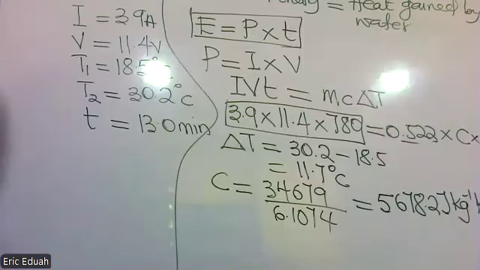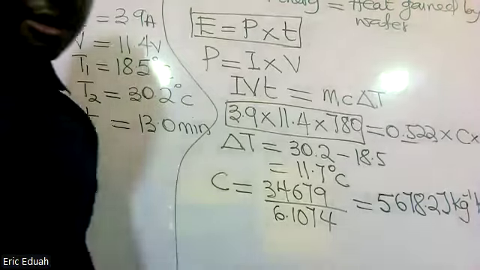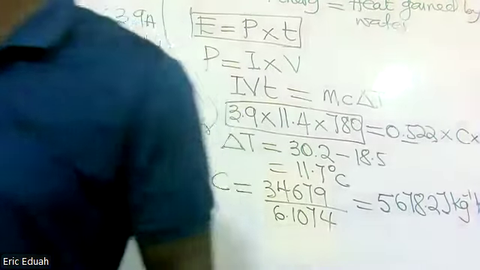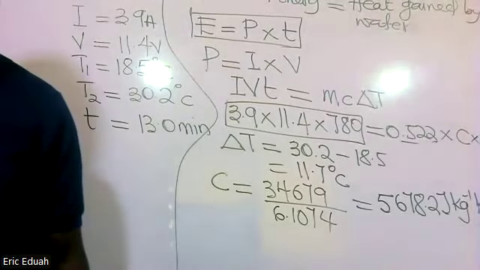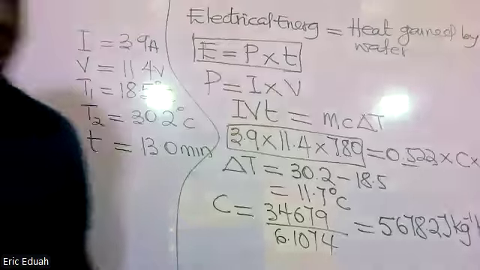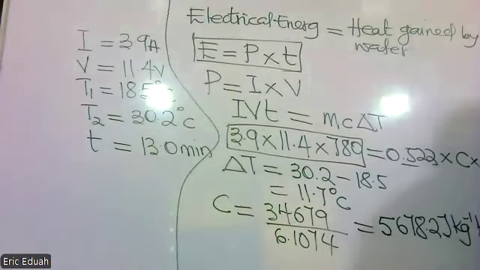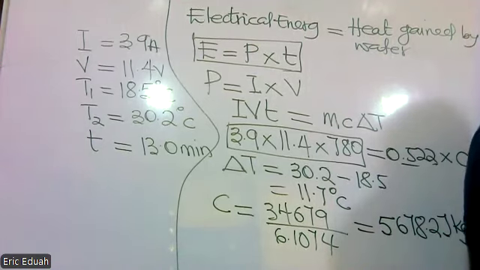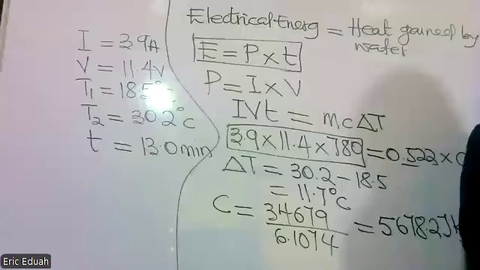What we are to comment on are the possible sources of error. What are some of them? Under this experiment, what do you think are some of the possible sources of error? Anybody? What are some of the possible sources of error? Mamiya.